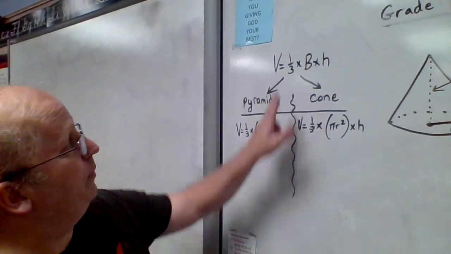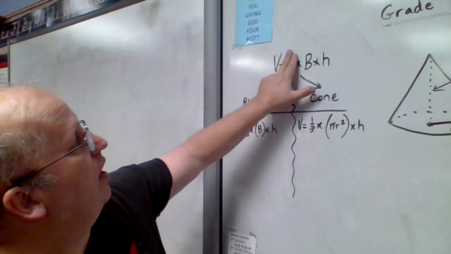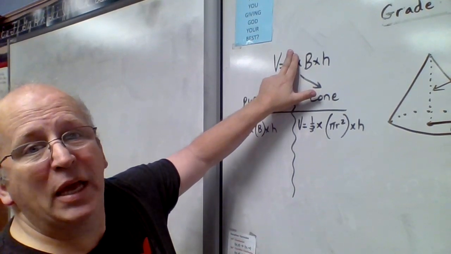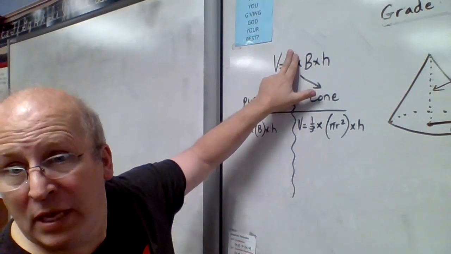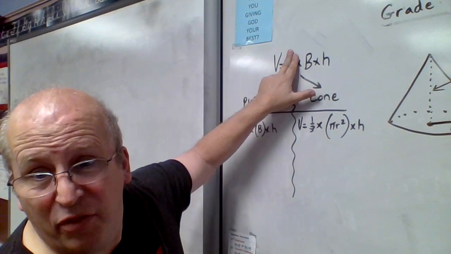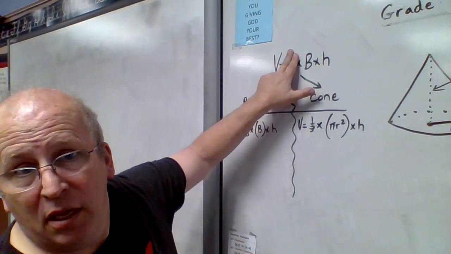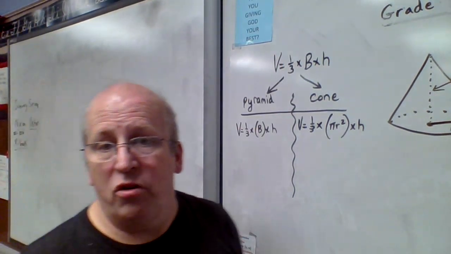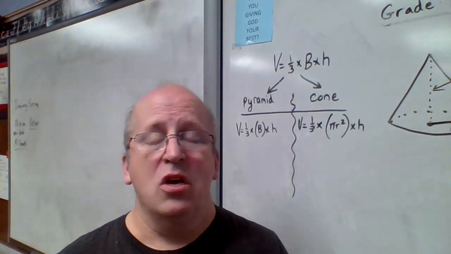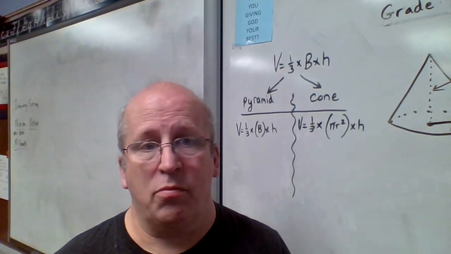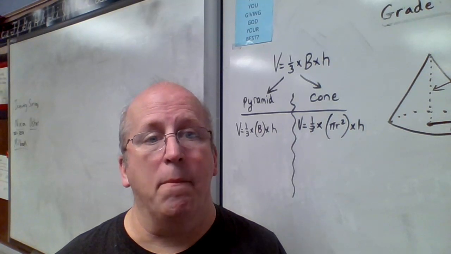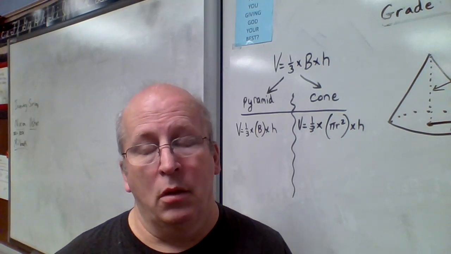Previously, your formula for prisms and cylinders was that volume equals base times height, capital B. In other words, the area of the base times the height. Today's lesson says when you're doing this for cones and pyramids, all you really need to do at this point is add the part where you're multiplying by 1/3.